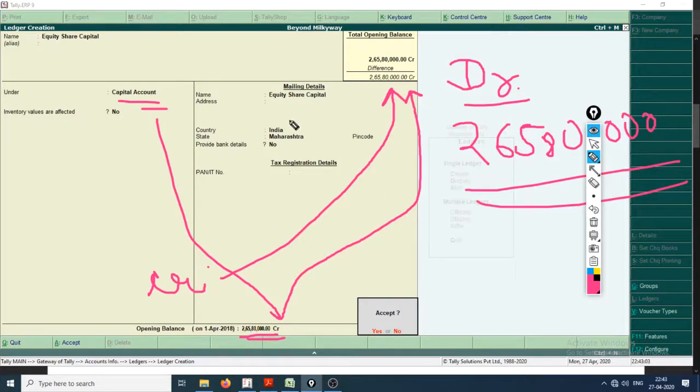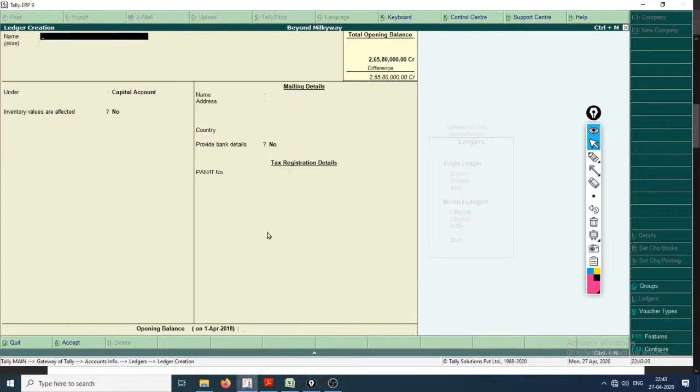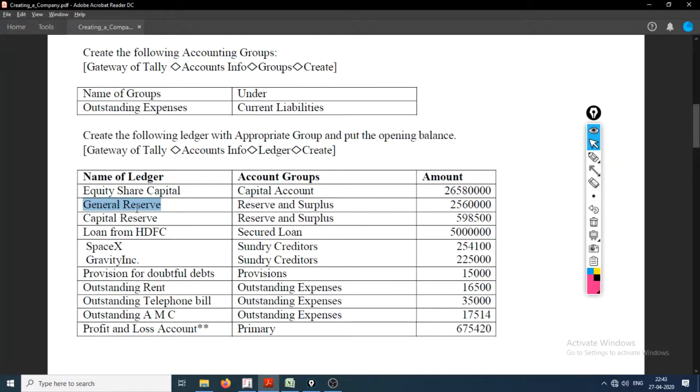But it is as per the question. So the question will always give us equal entries whenever you want to enter an opening balance. Okay, so you can ignore this point right now if you are unable to understand, and let's just click accept. Okay, so that account is created, and next is general reserves and surplus.